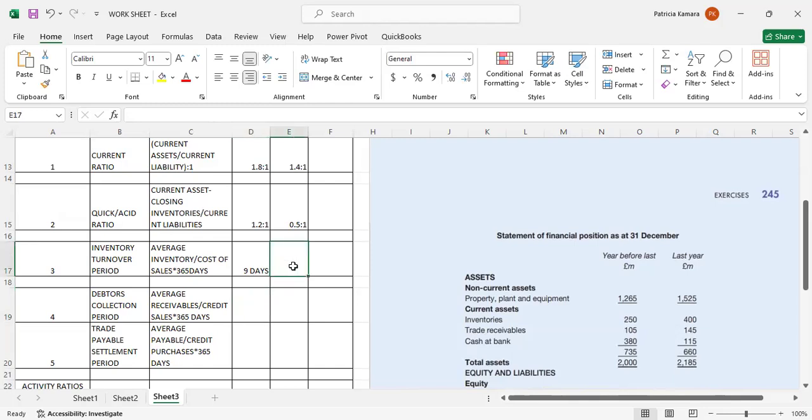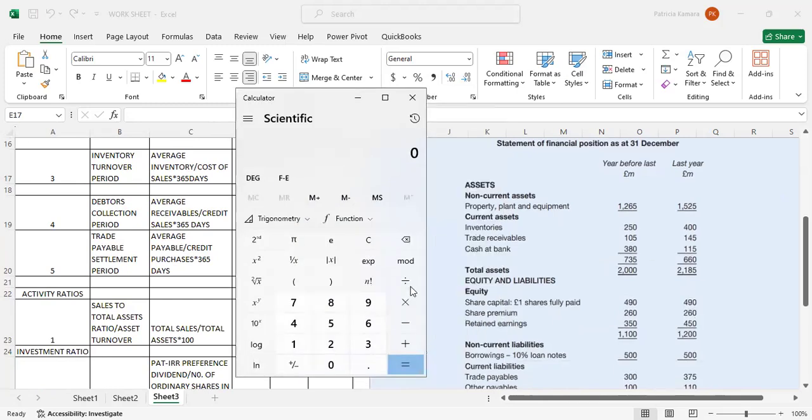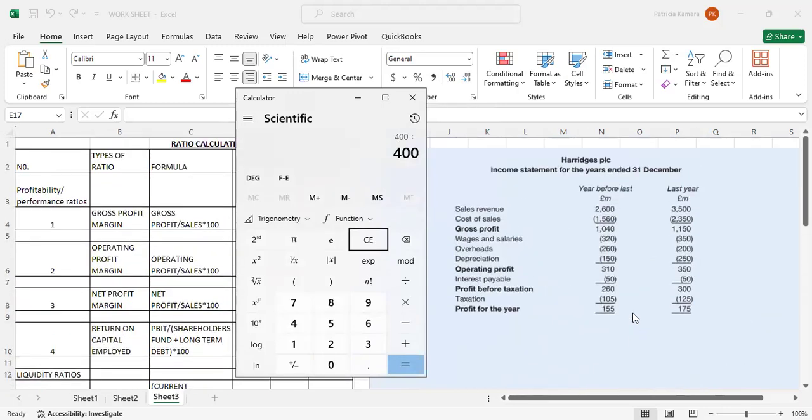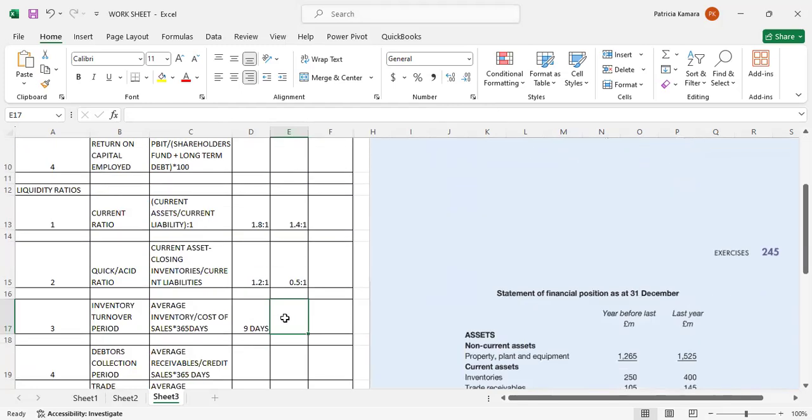So we come to the current year. Our closing inventory for the current year is 400 divided by our cost of sales figure of 2,350, times 365, giving us 62 days. That is a whole lot. So 62 days.